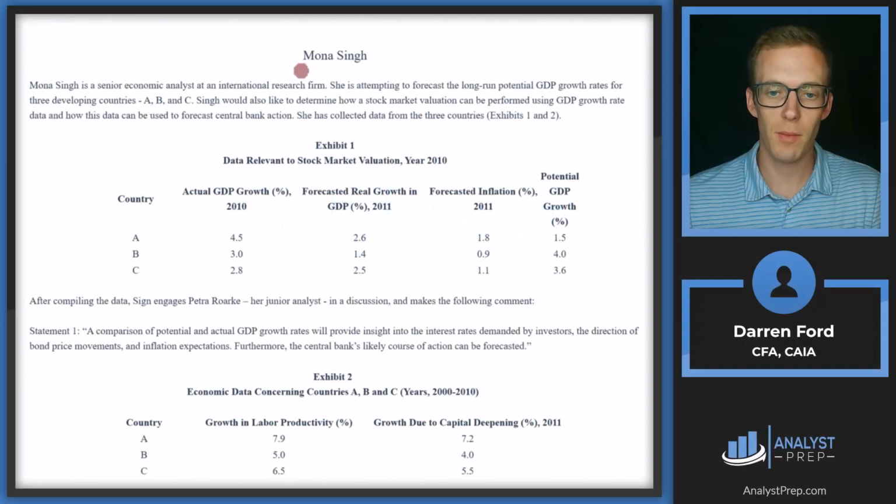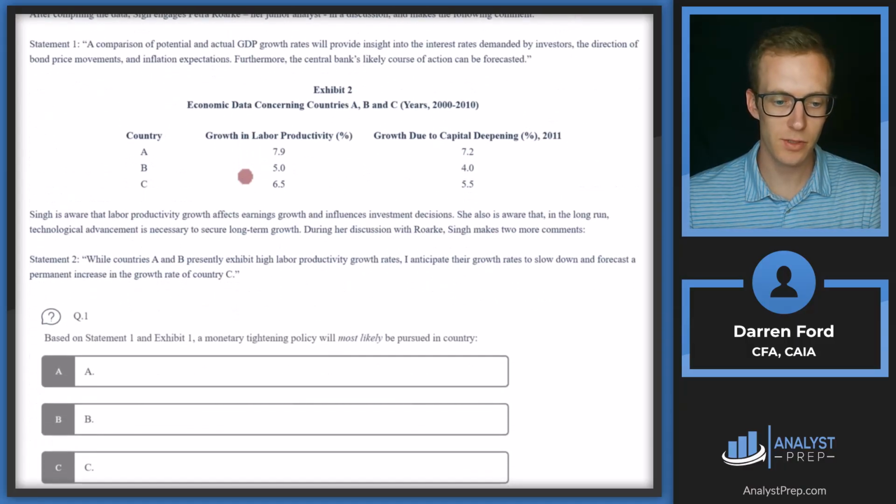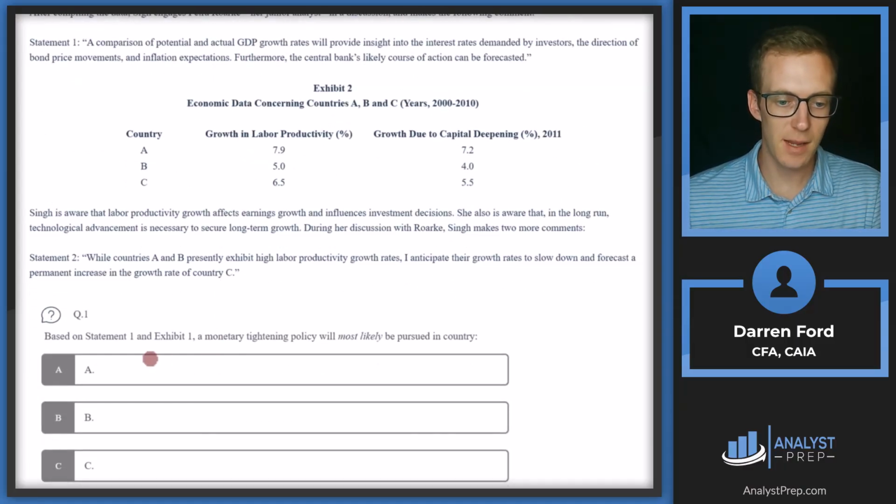All right, we're looking at the Mona Singh case study. Let's scroll down and read the first question. Based on Statement 1 and Exhibit 1, a monetary tightening policy will most likely be pursued in country A, B, or C.